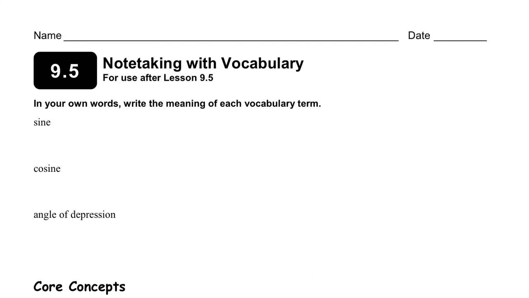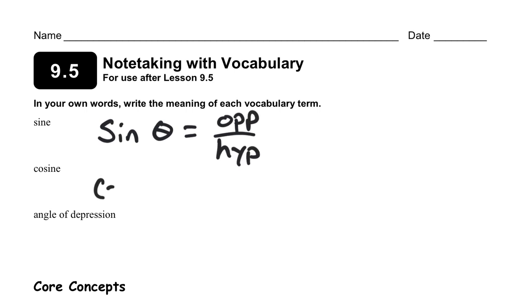Hey everyone, here is our 9.5 notes today. We're going to work on our sine and cosine trig ratios. So sine is just the trig ratio that represents the ratio in a right triangle of our opposite. So sine of whatever angle we're looking at, which we'll represent as theta, is equal to the opposite leg divided by the hypotenuse. And then cosine of an angle is equal to the adjacent leg divided by the hypotenuse.